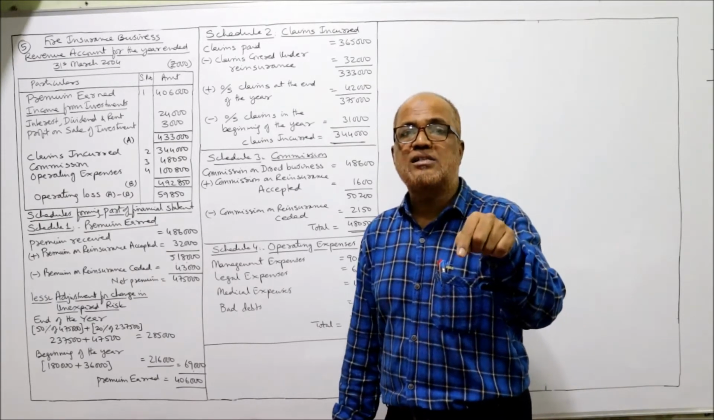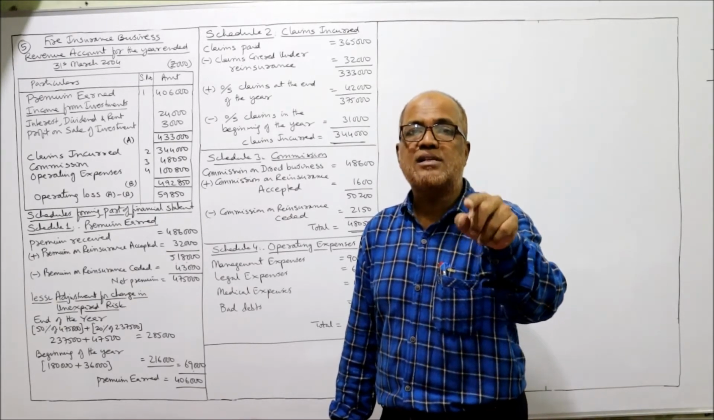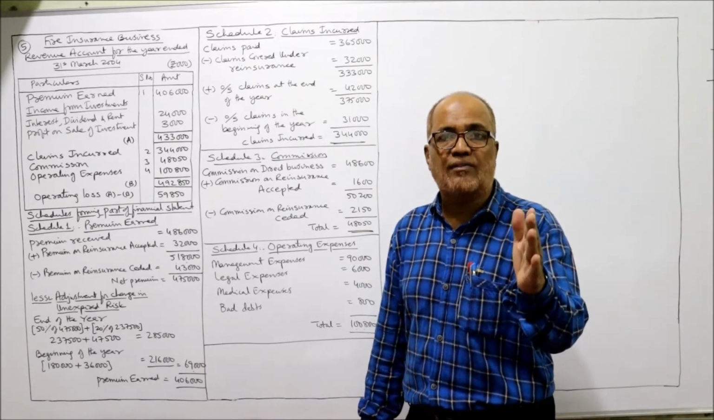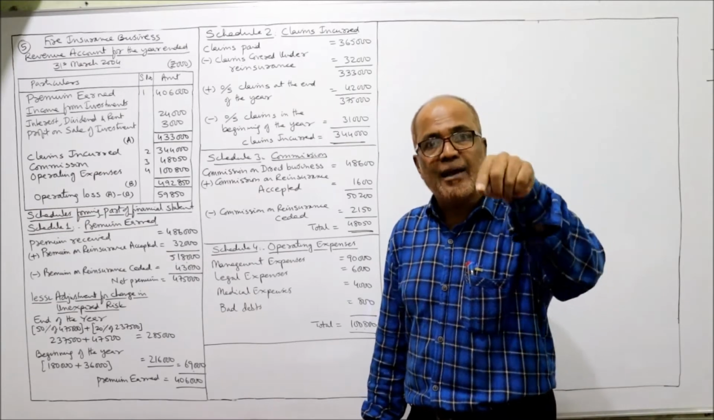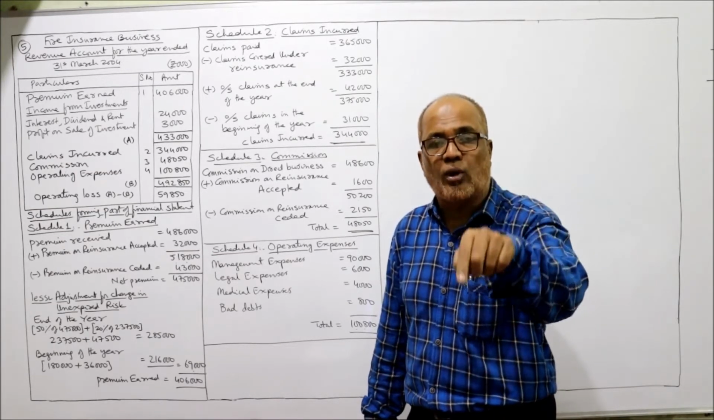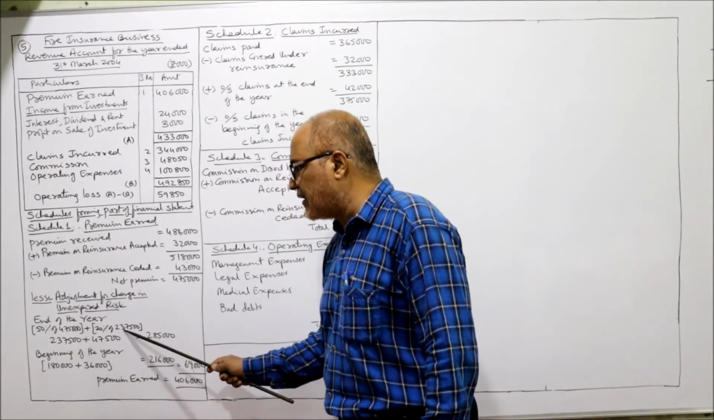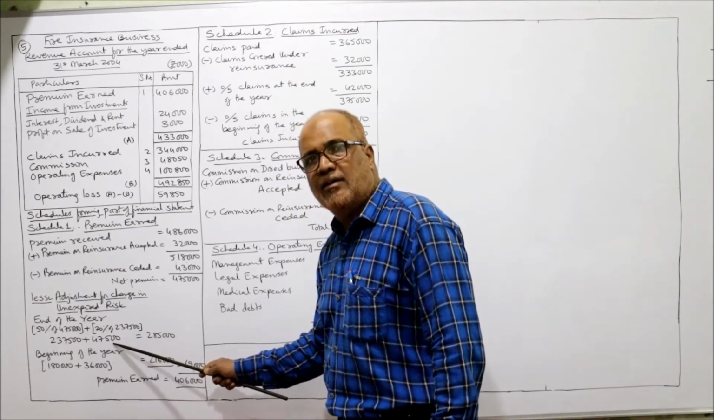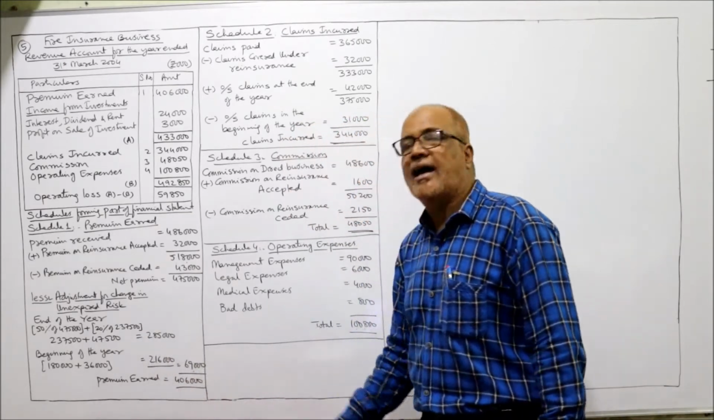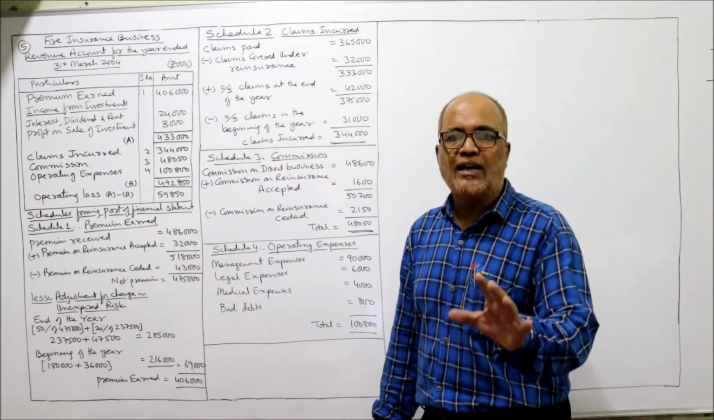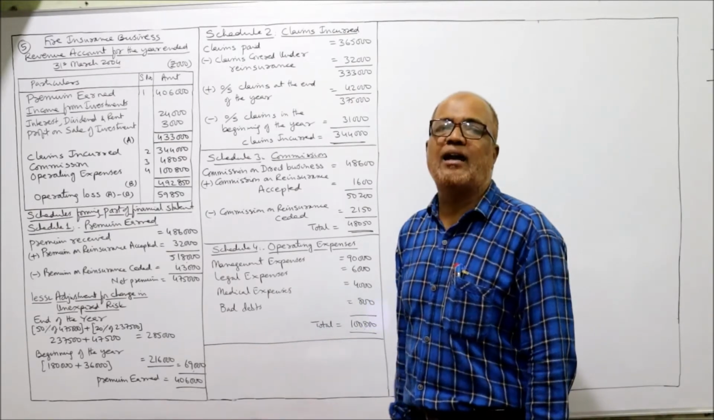Now additional reserve is 20% of statutory reserve. The 20% of statutory reserve that was there at the beginning, the same 20% we have to apply at the end of the year. So 20% of 2,37,500 comes to 47,500. So total reserve will be 2,85,000 at the end of the year. At the end of the year, reserve for unexpired risk is 2,85,000.